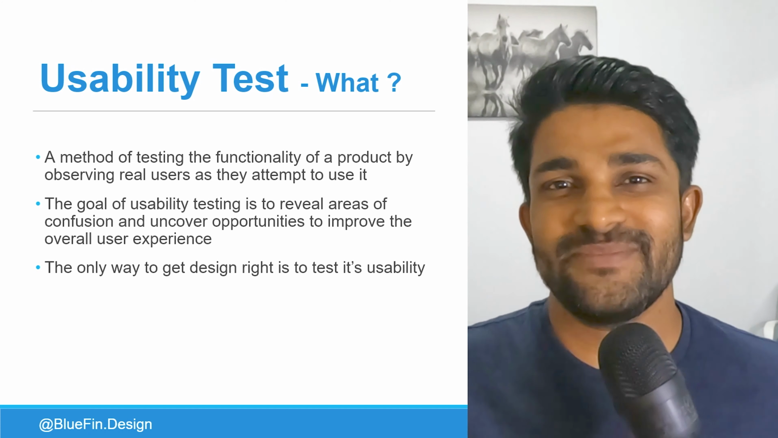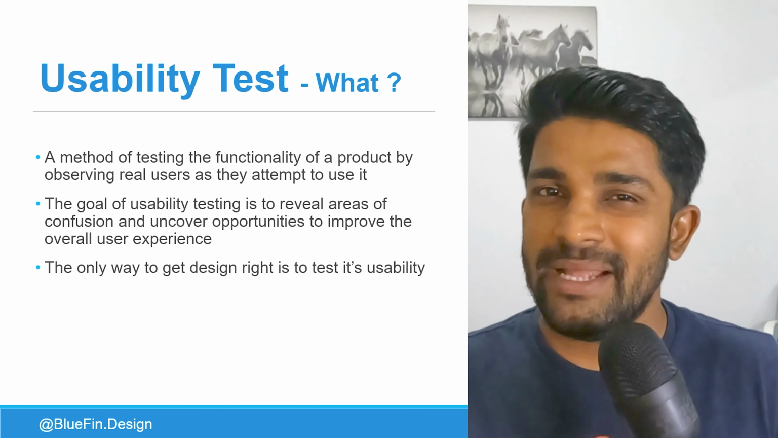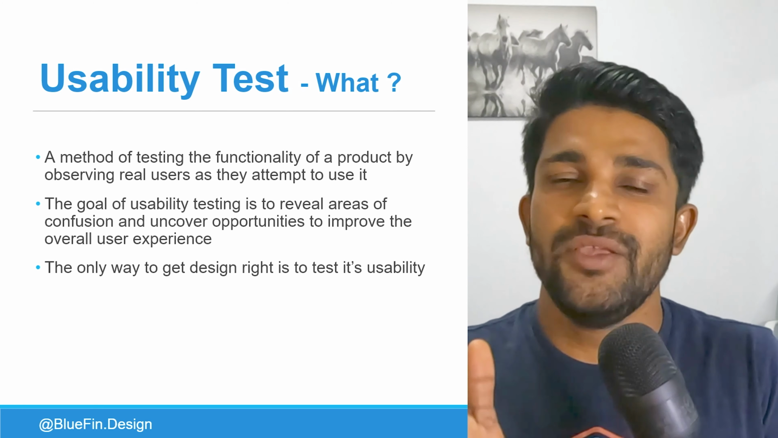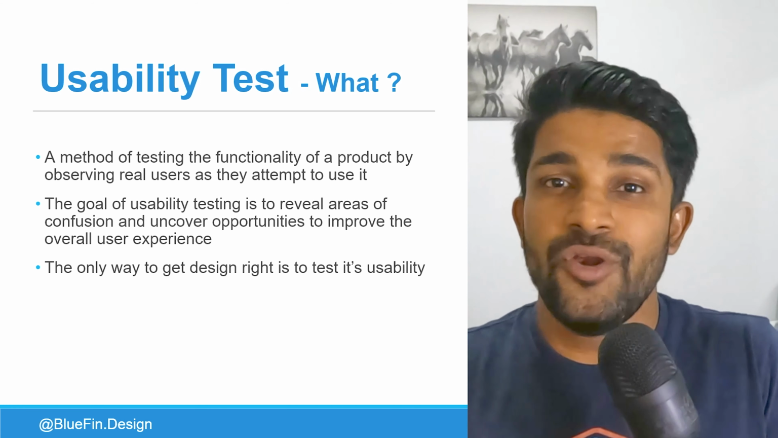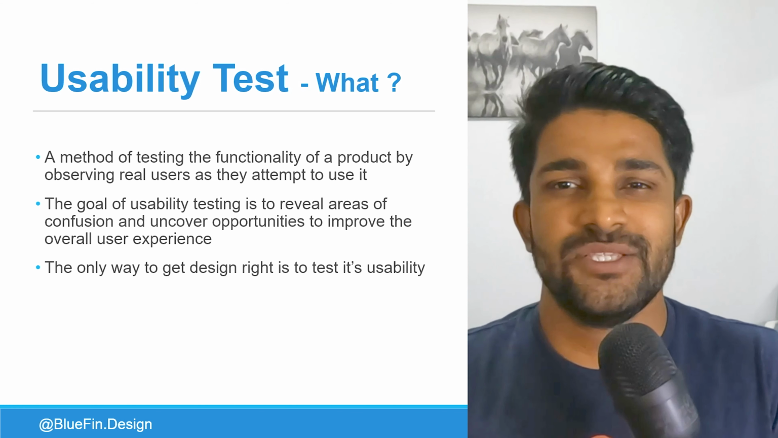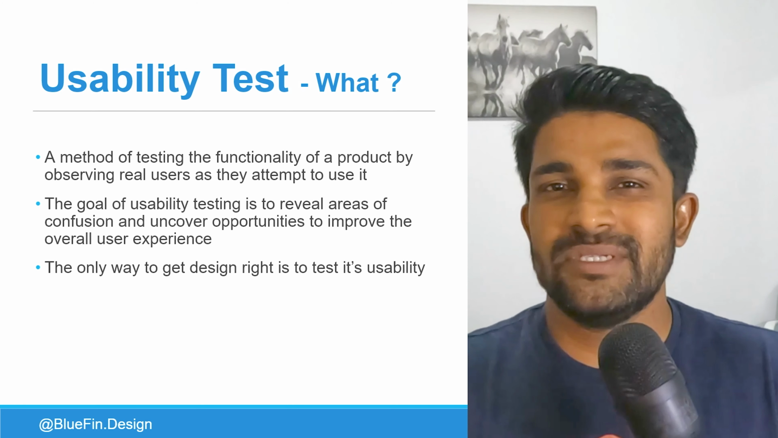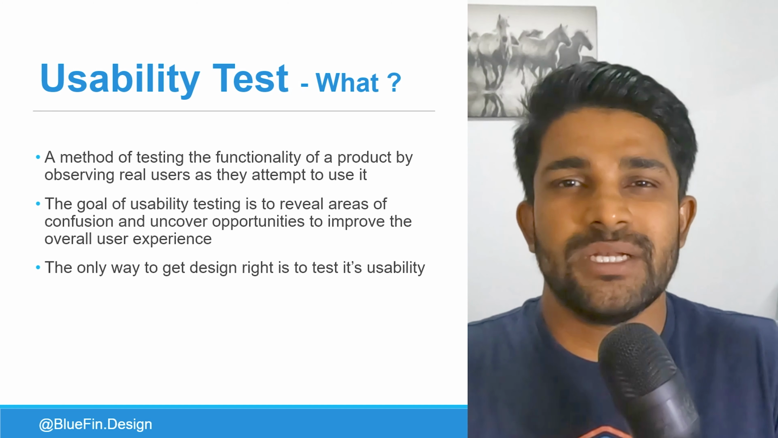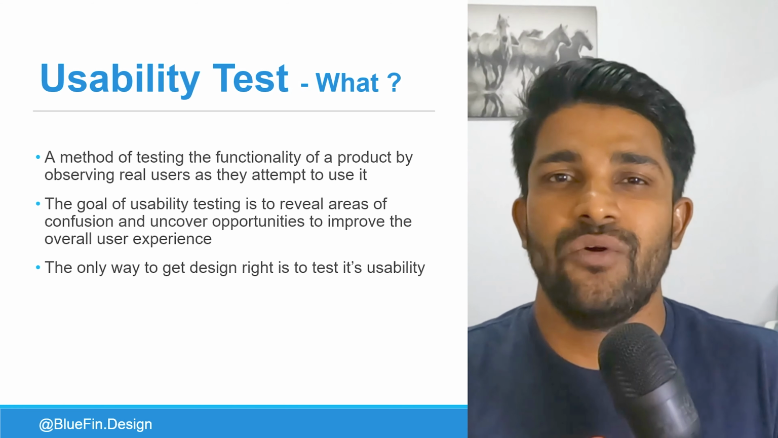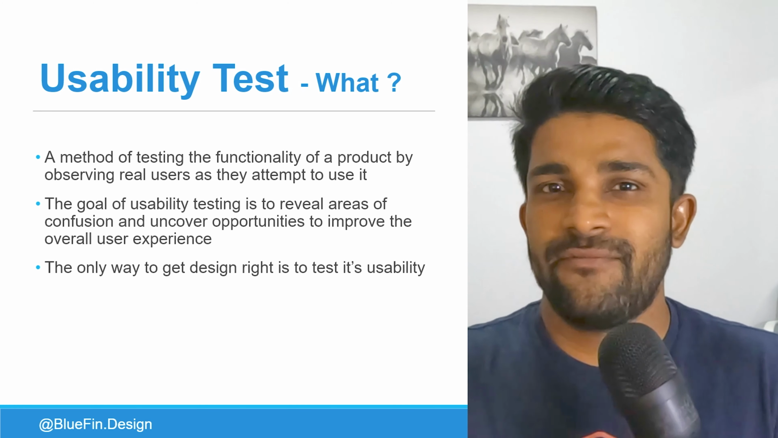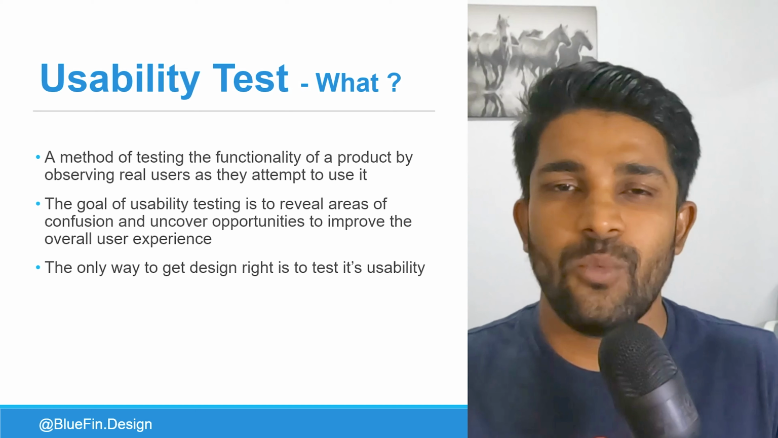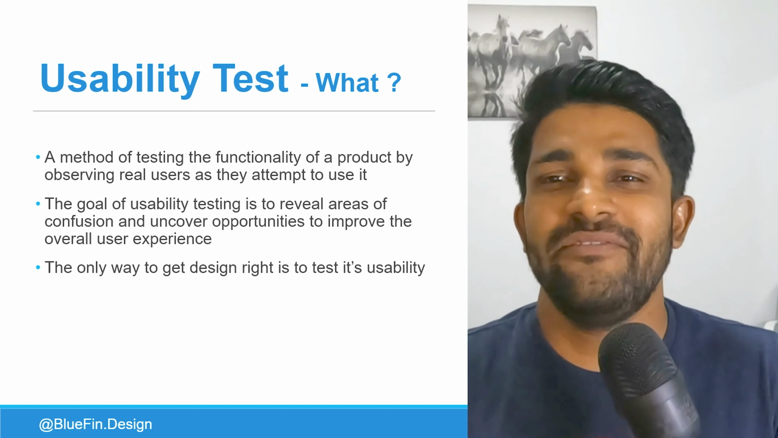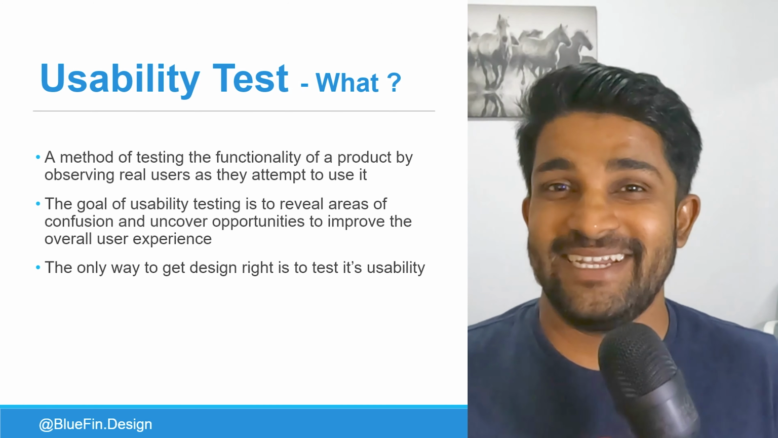So let's start. A usability test is basically a method of testing the functionality of a product by observing real users use the product as they would normally do without your presence. So the basic goal of a usability test is to reveal the areas of confusion and uncover certain opportunities to improve the overall user experience and get that feedback from your users of what's working, what's not working, so you can go back and improve your product. As they say, the only way to get the design right is to test it.